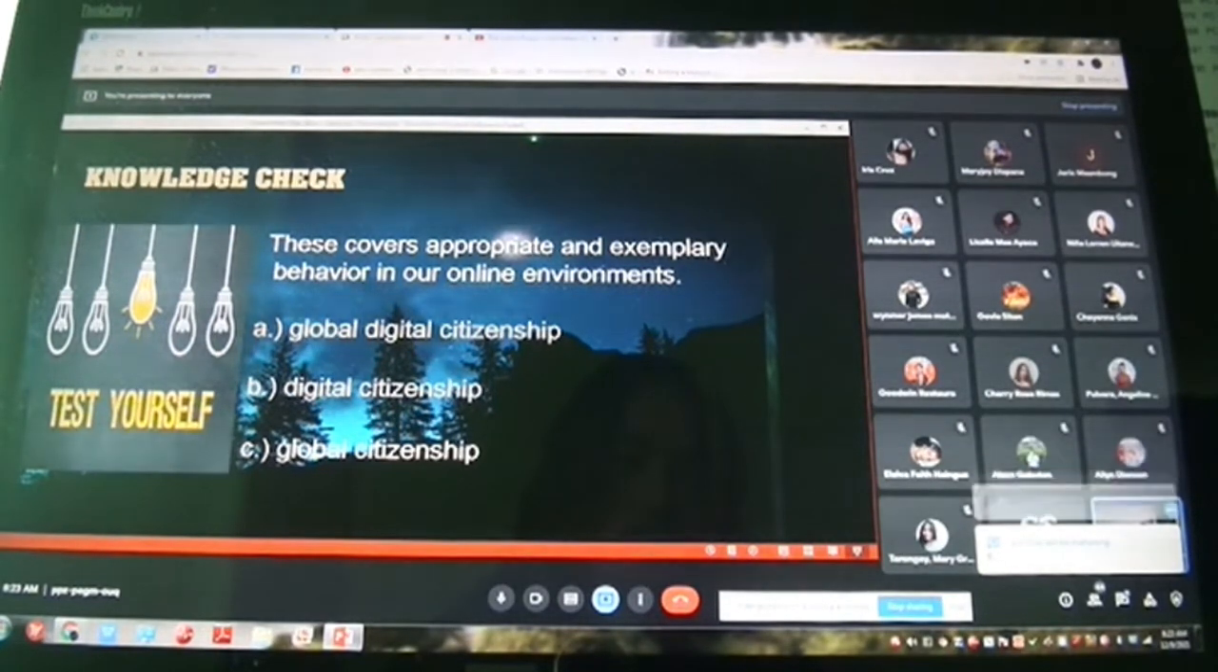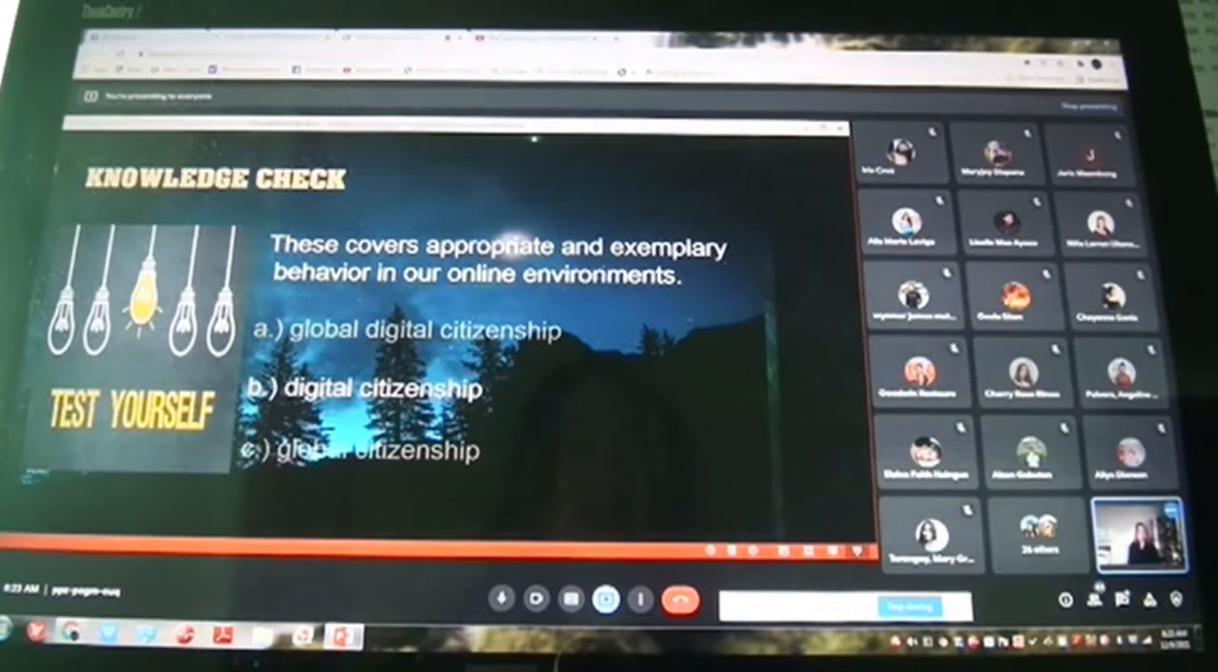B. Okay, we have a lot of answers. B. And the answer is B because it is an online environment. Okay, that's good. So time now. What's the answer? The answer is letter B, digital citizenship, because it talks about our behavior in our online environment. Always take note: digital citizenship talks about the online environment.